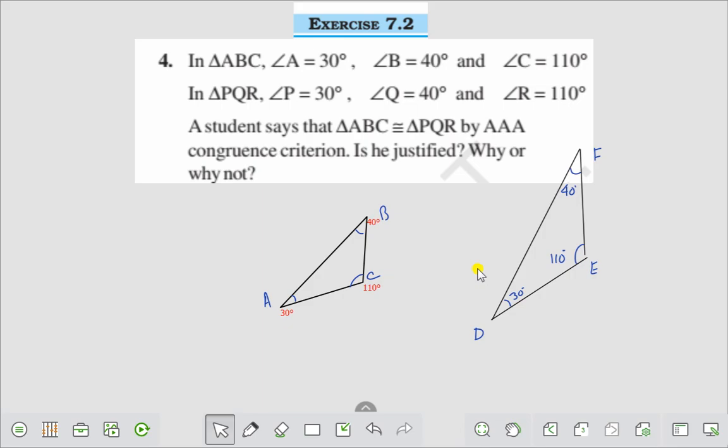Hello everyone. Today I'll discuss exercise 7.2 question number 4. Question number 4 is: in triangle ABC, angle A is 30 degrees, angle B is 40 degrees and angle C is 110 degrees. And in another triangle PQR, this is PQR.